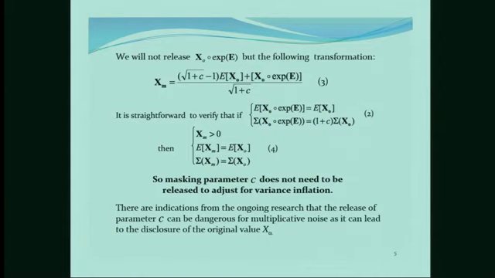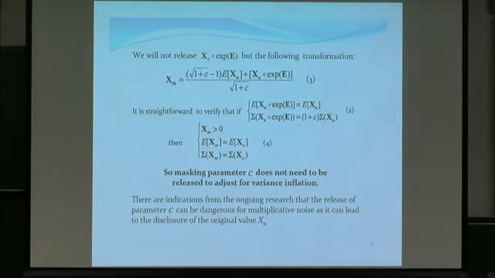Okay, and we're not going to release just original data times noise, or continuous original variables times noise, but we're going to release the transformation which is given by expression 3 here. And it's actually straightforward to verify that if the requirements which we decided to impose, given by 2, are satisfied, then such masked data will be positive and will have the same means and the same covariance matrix. So the good thing about that is that the constant C, which is a parameter of noise, doesn't need to be released for variance inflation adjustment.